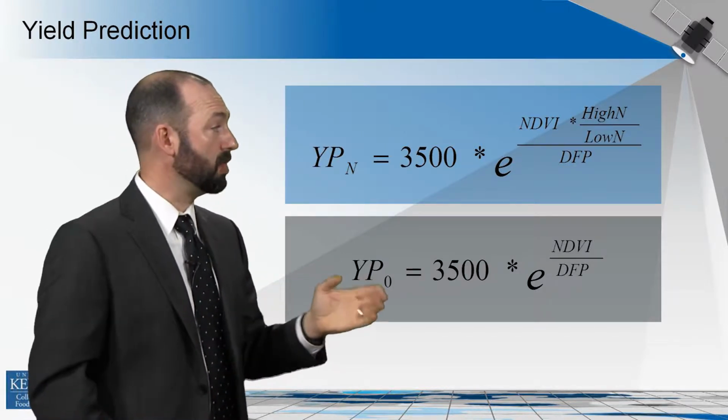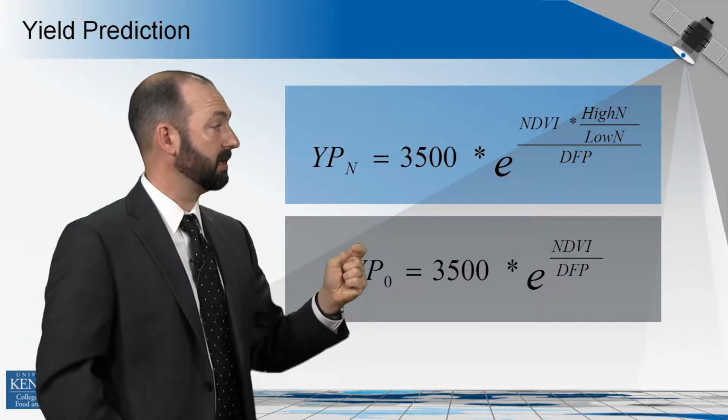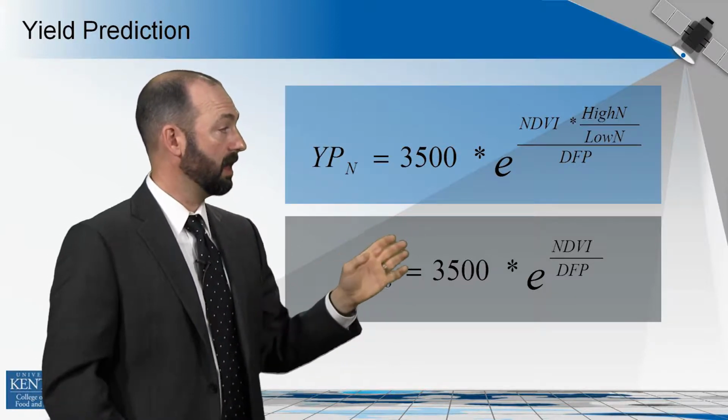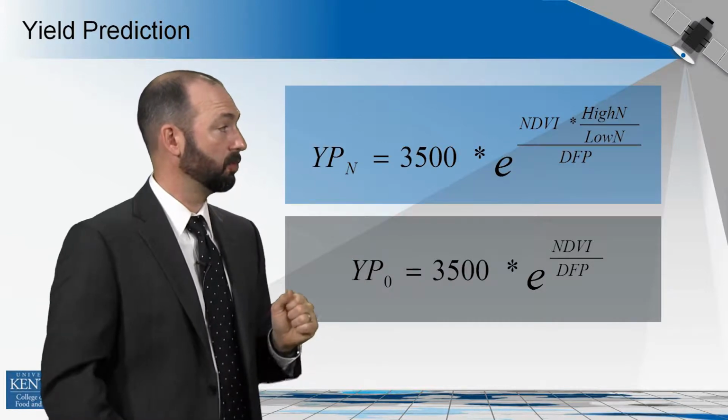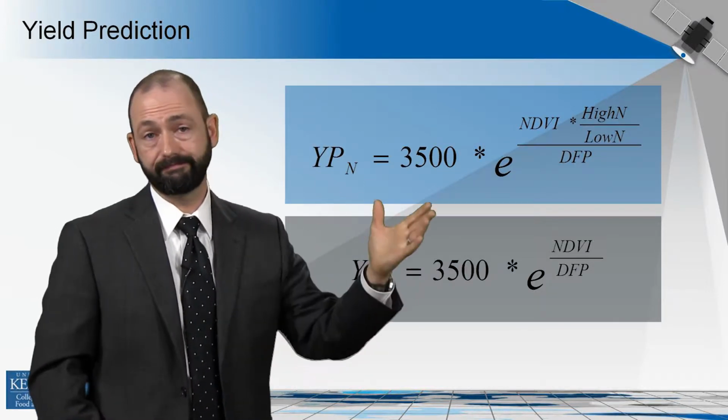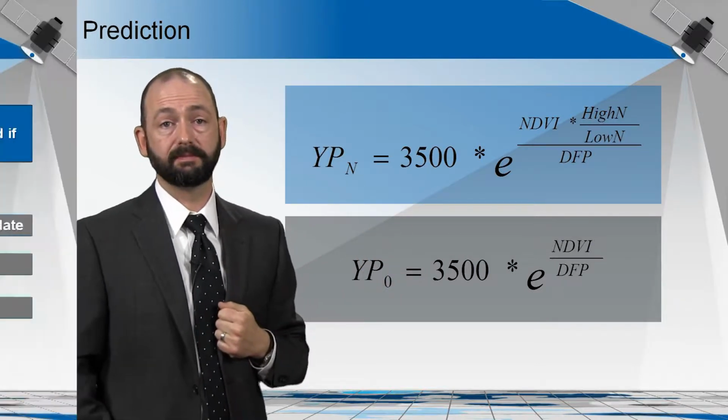The yield if we don't fertilize is simply the NDVI divided by days from planting times 3,500. And so what we've done is taken the response index out because we're saying, well, if we don't fertilize, there's not going to be a response to nitrogen.